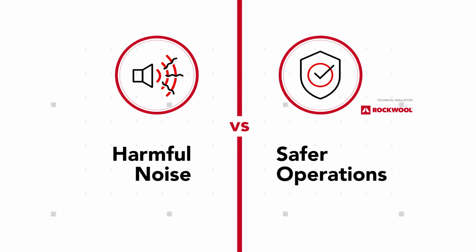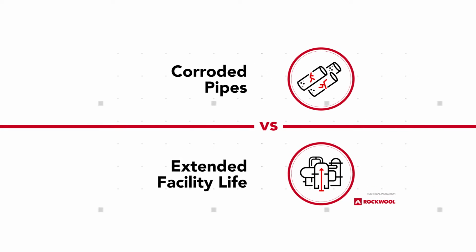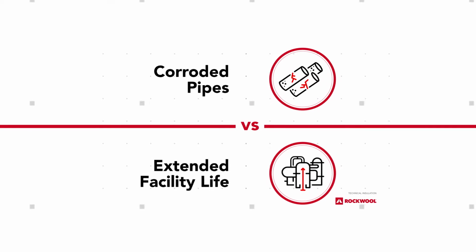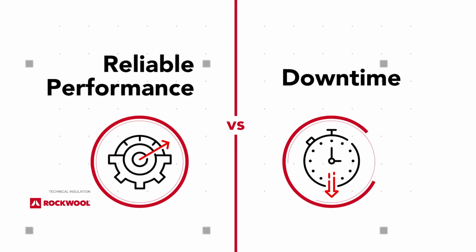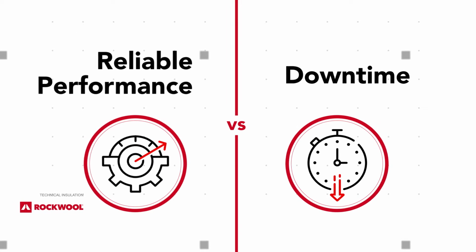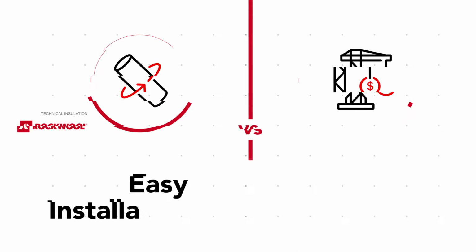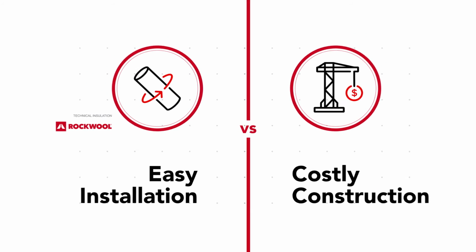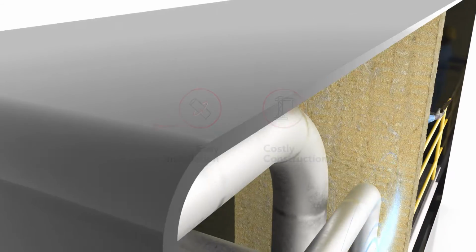noise and safer operations, effectively reducing decibel levels that cause hearing loss, the difference between corrosion and extended pipe life with WR Tech, which uses a unique binder to optimize water repellency. It's the difference between reliable performance and downtime through durable, stone-based construction, and the difference between easy installation and costly construction, requiring less time, equipment, and manpower to install.